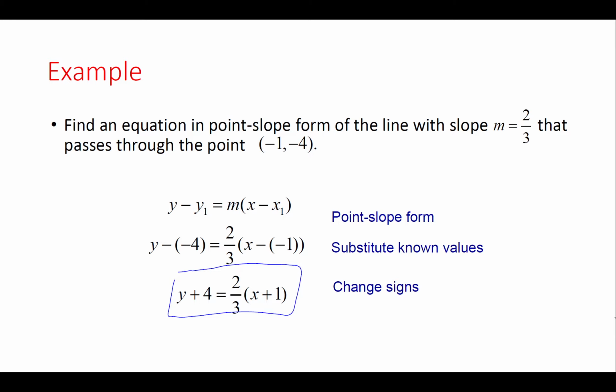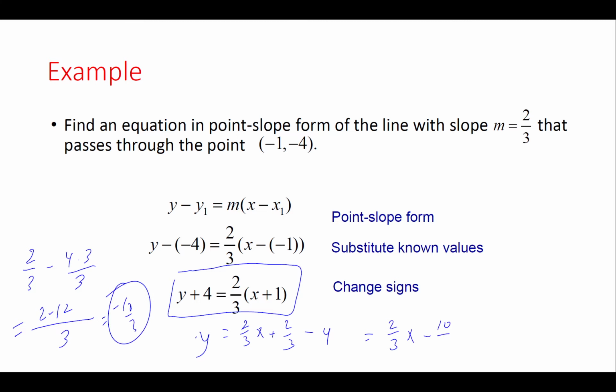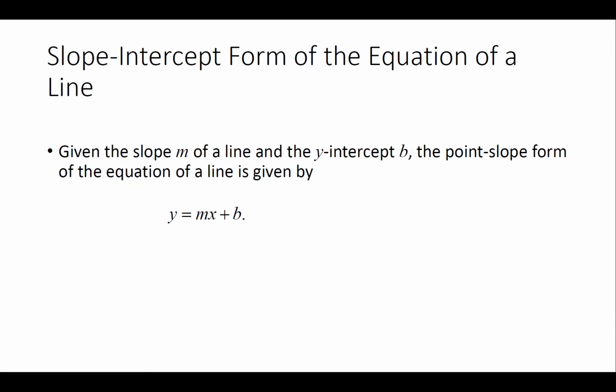So if you want to simplify more, you can always bring this 4 to the right side, or you can distribute this 2/3, and then you can simplify more. So if you subtract 4 from both sides, 4 will be here, and then you can just combine this 2/3 minus 4, which is 12/3. So that will be eventually 2 minus 12, which is -10/3. So -10/3. So this is another way of writing the same equation.